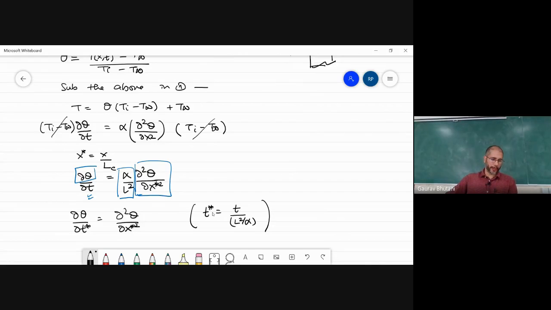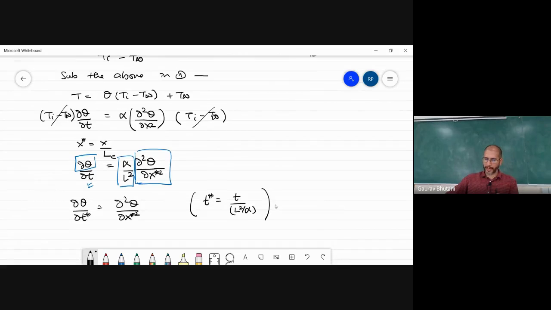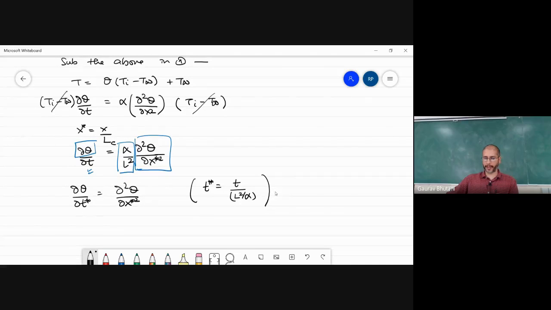So I'll tell you why we are doing all this. But what we have done is we have non-dimensionalized, and you can see that your alpha or the coefficient has vanished now. Okay. So it's much more convenient to work with this, and then you get your theta as a function of T star and X star. So in this case, your theta is a function of X star and T star.